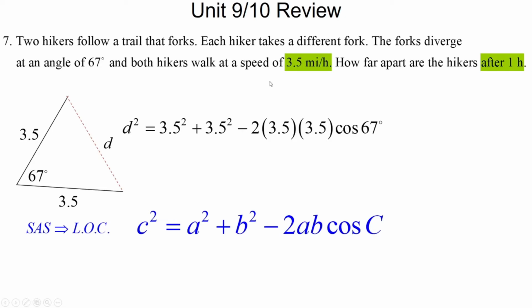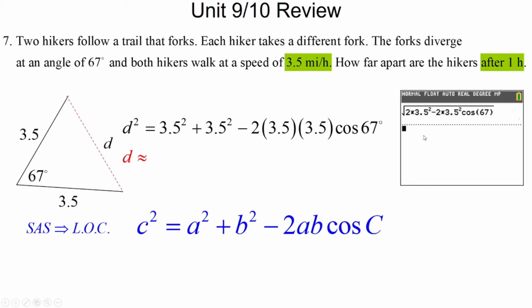Now, to find that distance, all I'm going to do is take the square root of both sides of this equation. So d is approximately, and I'm going to break out my calculator and do this very carefully. So I went square root of, instead of going 3.5 squared plus 3.5 squared, I did 2 times 3.5 squared minus, and then 2 times 3.5 times 3.5. I went 2 times 3.5 squared, cosine of 67 degrees. Now, I could have typed it exactly the way you see it right there, but I wanted to condense it a little bit too so you guys could see it on my PowerPoint presentation.